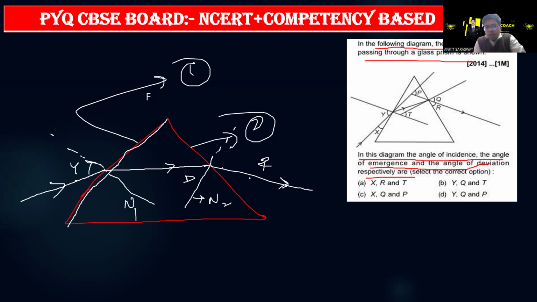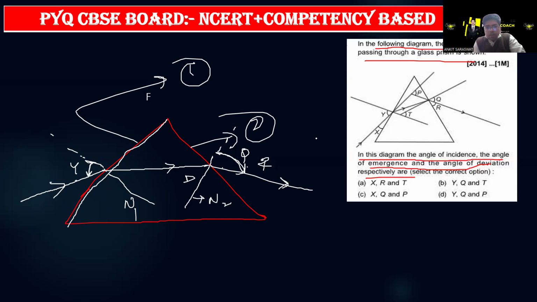The angle made by the emergent ray with the normal is known as the angle of emergence, from the normal like this. Clear? This is the angle of emergence. Q is the angle of emergence.